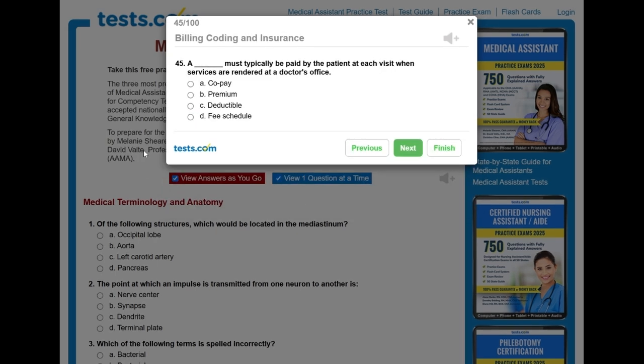Question 45. A blank must typically be paid by the patient at each visit when services are rendered at a doctor's office. A. Copay. B. Premium. C. Deductible. D. Fee schedule.